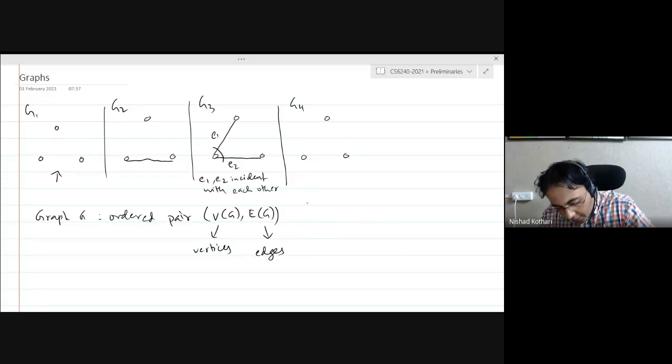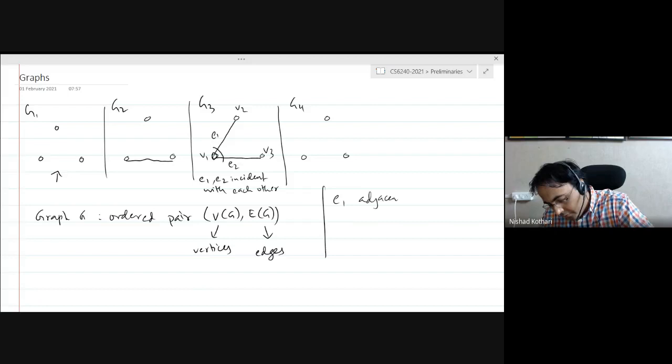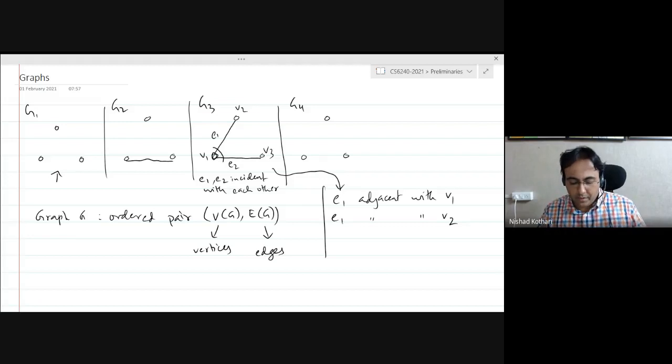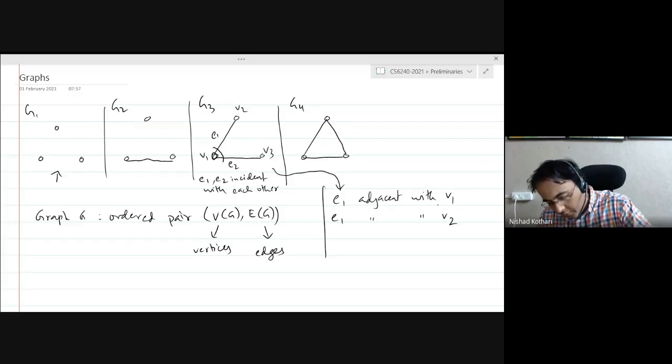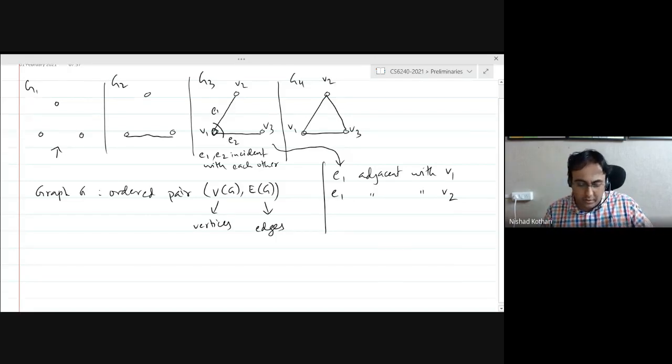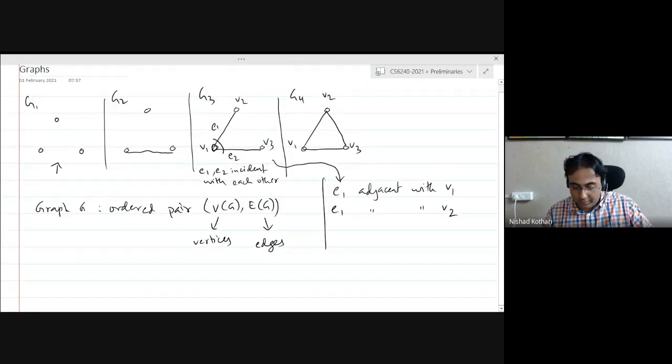And the vertices are V1, V2, and V3. The 2 edges, E1 and E2, are both adjacent at the vertex V1, right? So E1 is adjacent with V1 and also with V2. Okay, so that way we have covered a few definitions. And of course, the last possibility is that you have all 3 edges between the vertices V1, V2, and V3, right? And those are all the graphs on 3 vertices.